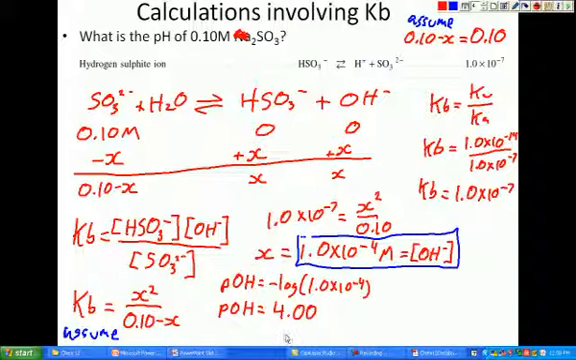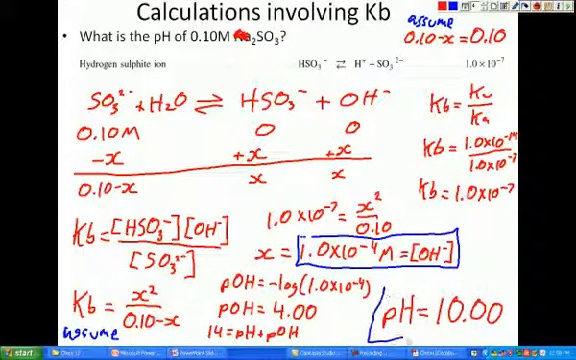And if you then calculate the pH, which is 14 equals pH plus pOH, you'll find that pH equals 10.00. Okay? And that makes sense. What we're adding in here is a basic salt, and therefore our pH is basic.